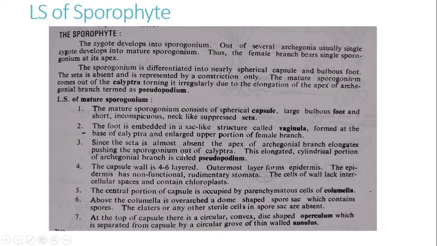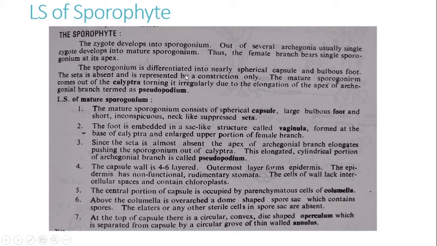We have some matter over here in this slide, that the zygote develops into the sporogonium, and sporogonium is differentiated into a spherical capsule and a bulbous foot. The seta is absent in this case, and it is represented only by the constriction. In the case of mature sporogonium, the calyptra is present. Calyptra is actually formed by the division of the wall of the venter, and after that the calyptra is torn. Why does tearing occur? Because the elongation of the apex of the archegonial branch occurs and it forms the pseudopodium.